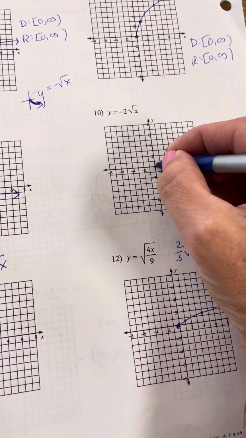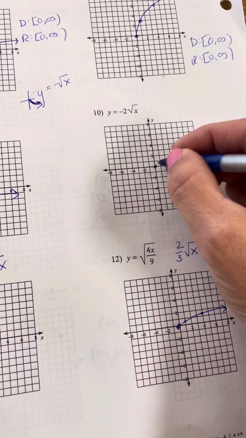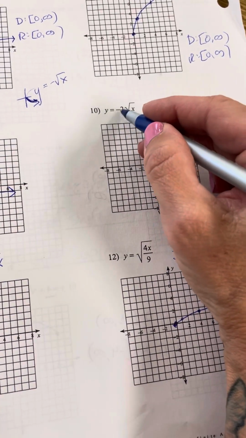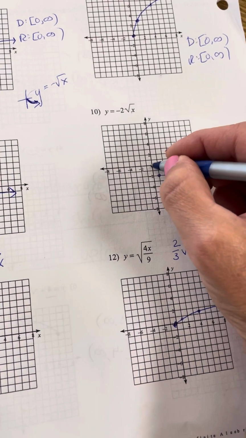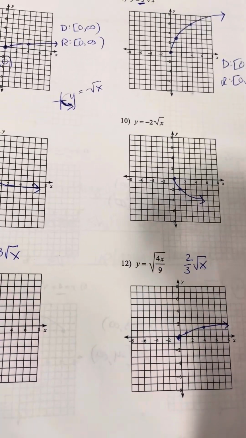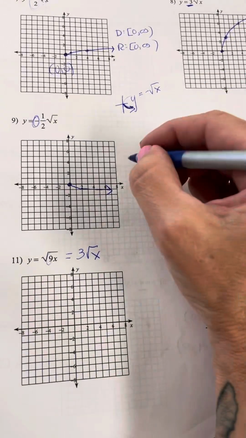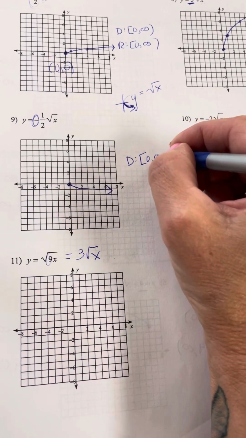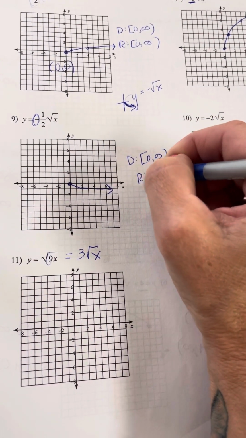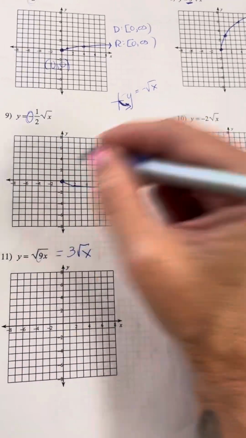So the origin is still the starting point, but now plug in 1. The square root of 1 is 1 times negative 2, so it's going to go upside down. That's my graph. Okay, domain and range for this are still 0 to infinity, 0 to infinity, because my original point didn't change at all. It's still at the origin.